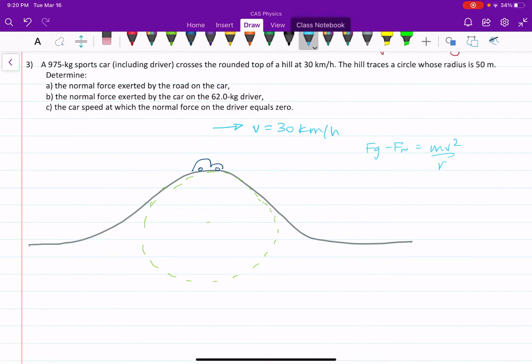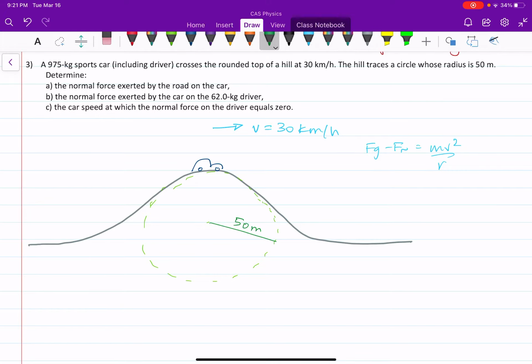Question 3 involves a car, and there's no crazy loop-de-loops in this question. It's just a car going over a hill. In a situation like this, we say that the hill traces a circle whose radius is 50 meters. What I've drawn in this picture, this green dotted line, is supposed to represent the circle that the profile of the top of the hill traces, and its radius is 50 meters.